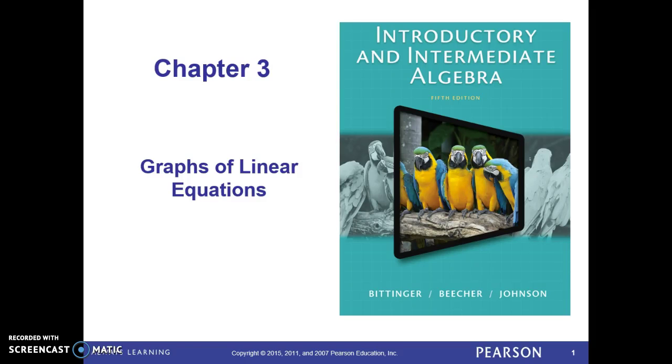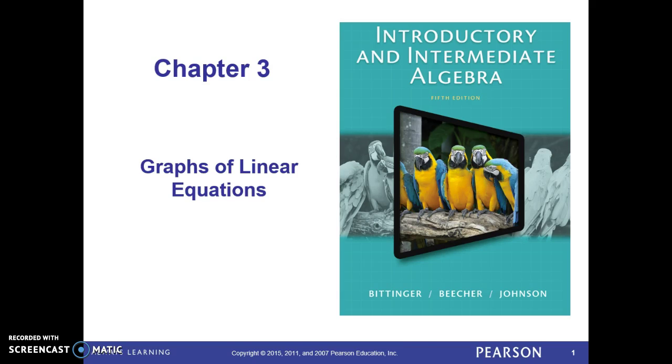Everyone, welcome to week 3 of your college algebra course. This week we're going to be looking at graphs of linear equations. Just an FYI, the first thing I want to make sure you know about a linear equation is that it does not have any exponents in it. So if you see an exponent, it's not going to be a linear equation.